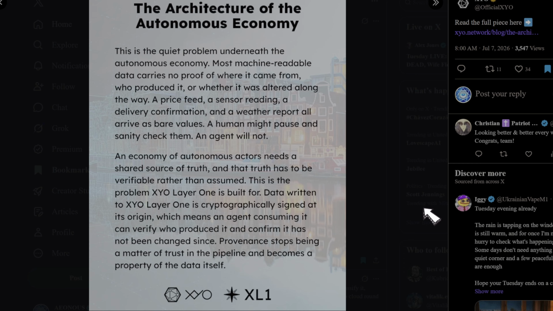And this is the problem XYO Layer 1 has been built for. Data written to XYO Layer 1 is cryptographically signed at its origin, which means an agent consuming it can verify who produced it and confirm it has not been changed since. Provenance stops being a matter of trust in the pipeline and becomes a property of the data itself.